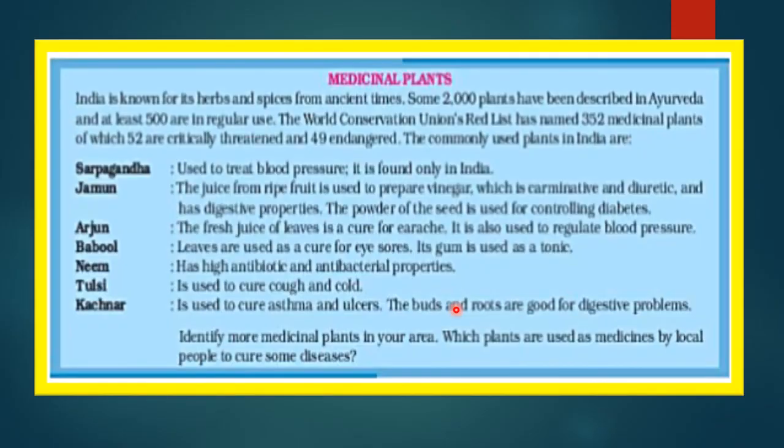Now this is taken right from your textbook regarding medicinal plants. This is for your knowledge. India is known for its herbs and spices right from the ancient times. Some 2000 plants have been described in the Ayurveda, and at least 500 are in regular use. The World Conservation Union's Red List has named 352 medicinal plants, of which 52 are critically threatened and 49 endangered. And the common plants that are used in India for various kinds of diseases, you have Sarpagandha, Jamun, Arjun, Babool, Neem, Tulsi, Kachnar. Okay, so these are commonly seen in India.